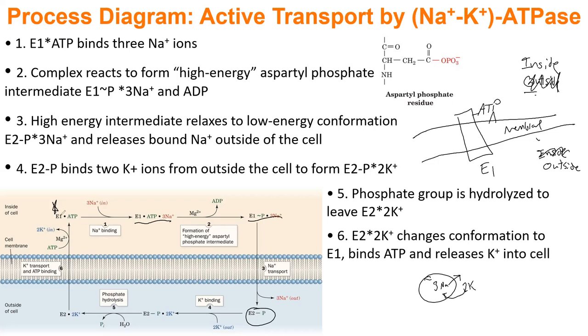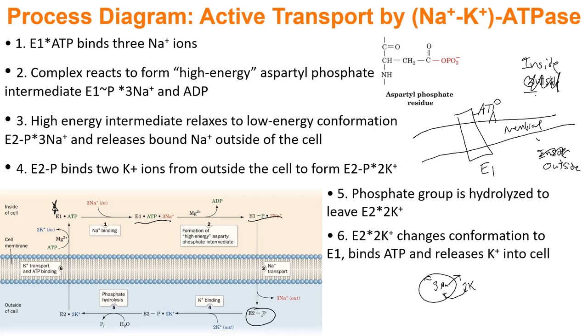So in the E1 conformation, we have ATP bound. In that conformation, we bind three sodiums. After we have three sodiums bound, we break our ATP and stick our phosphate onto E1. Once we have the E1 phosphate form, sodium now flows to the outside of the cell, and E1 changes conformation to E2. So it's that conformational change that's pumping the sodiums out.